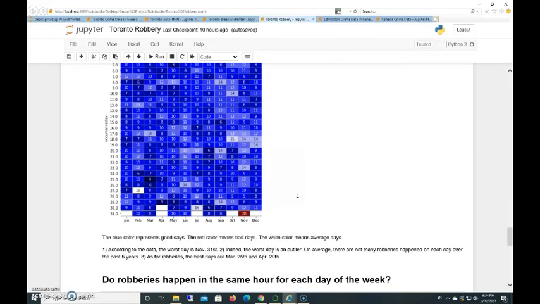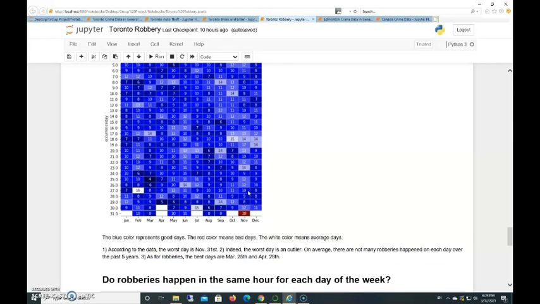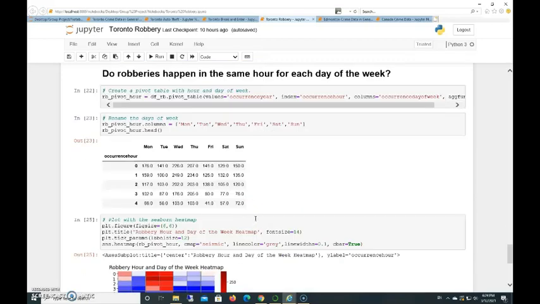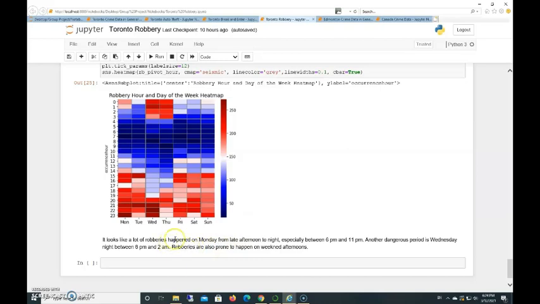In terms of robbery, the worst day is November 31st, and the worst day is an outlier. On average, there are not many robberies on each day over the past 5 years. In terms of hour and day of the week, I found that a lot of robberies happen on Monday from late afternoon to night, especially between 6 p.m. and 11 p.m. And then the dangerous period is Wednesday night between 8 p.m.